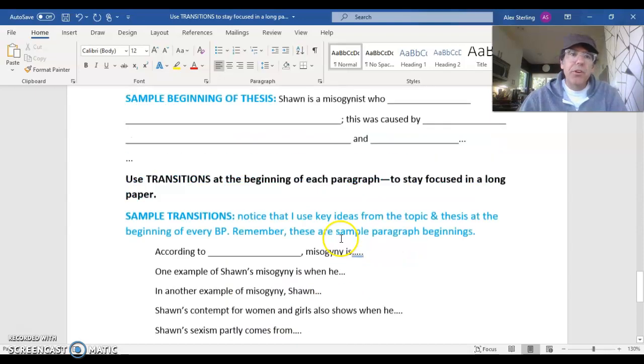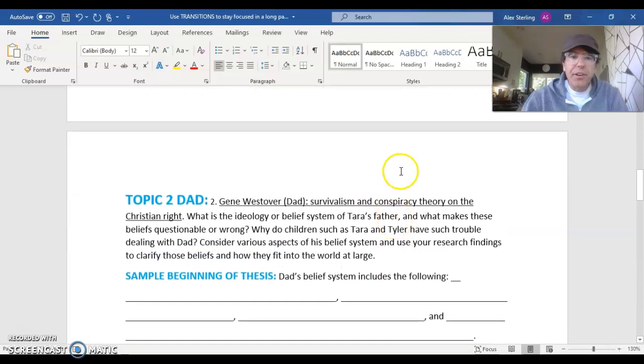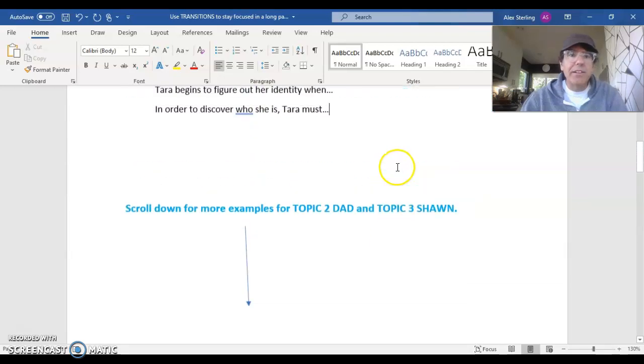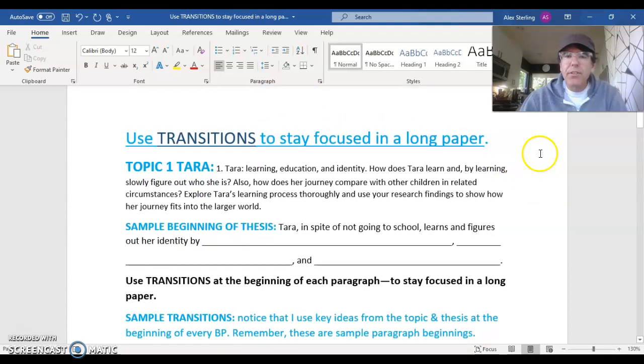So again, my advice for you is to use transitions at the beginning of each paragraph to stay focused on your topic for the whole of a long paper.